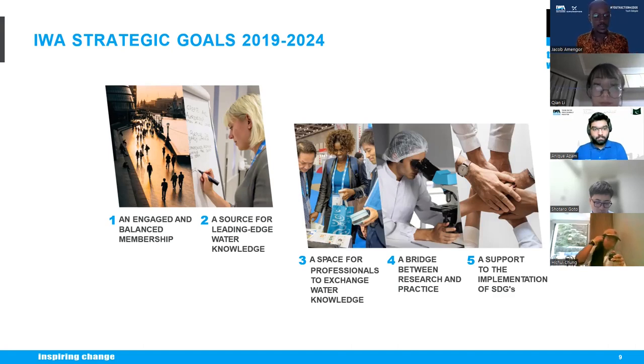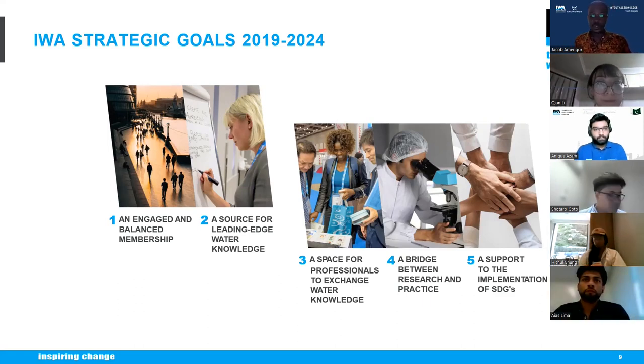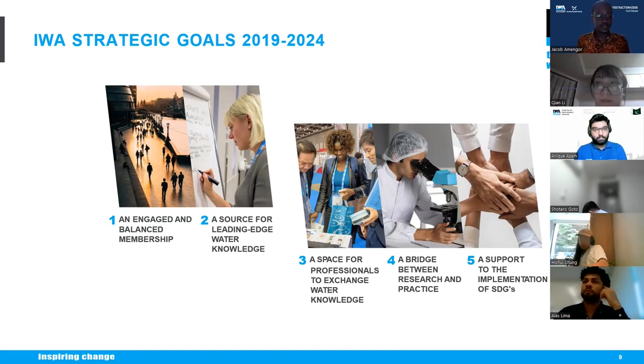The fourth one is a bridge between research and practice, where the IWA is playing a pivotal role in bridging the gap between research and practice to accelerate the development and diffusion of innovation in the global water sector. And finally, we have support to implement the SDGs. The IWA supports and promotes sustainable development goals and strengthens the sector through professional and capacity development, so that people and countries can pursue their ambitions with relation to the water-related SDGs.